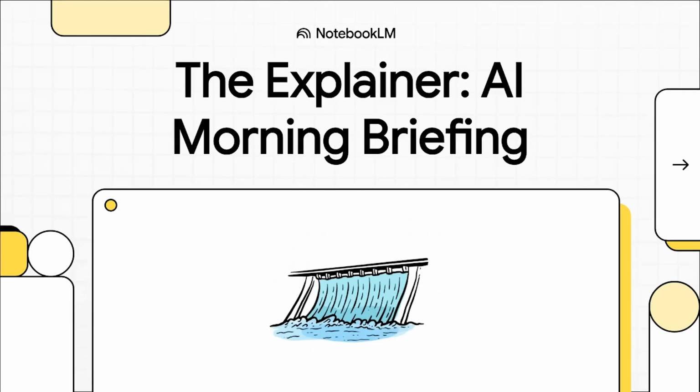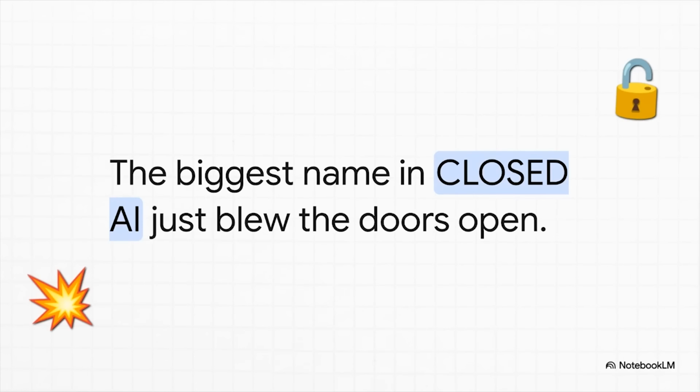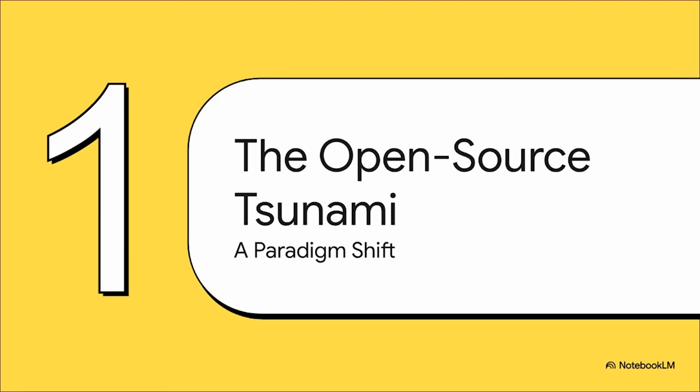All right, let's get right into it. This is your rapid-fire AI briefing, where we cut through all the noise to give you the signal on the biggest moves in AI this week. So the story that is just shaking up the entire industry comes from the one company everyone, and I mean everyone, associated with keeping their best tech under lock and key. This single move has completely reset the board for the whole AI race. Okay, let's dive into our first big story.